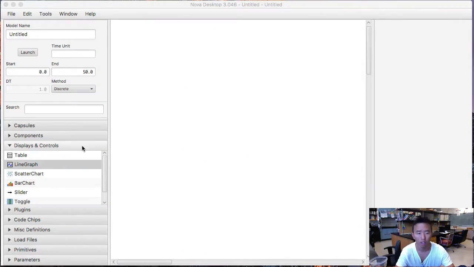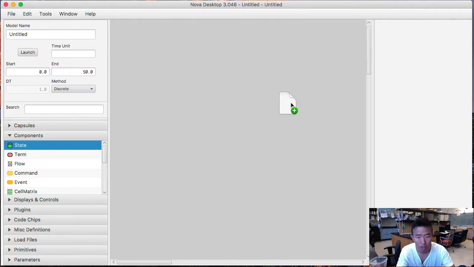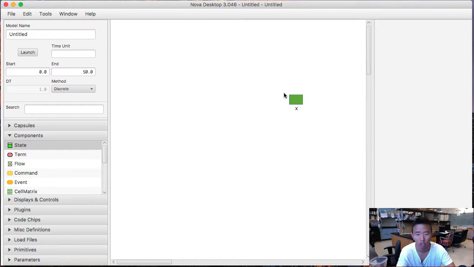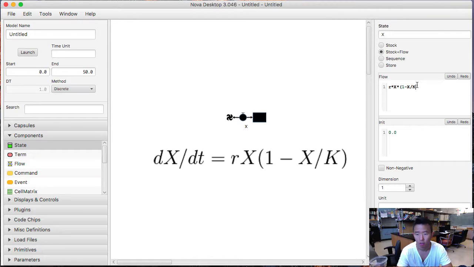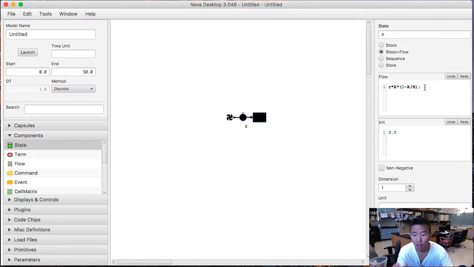Alright, so let's go ahead and build it in Numerus. We're going to call this x, and let's try some different stuff this time. We're going to press stock plus flow, and it automatically connects the flow to the stock. And for the flow, we're going to put the equation r times x times 1 minus x over k. So you have to manually put the times multiplier every time.